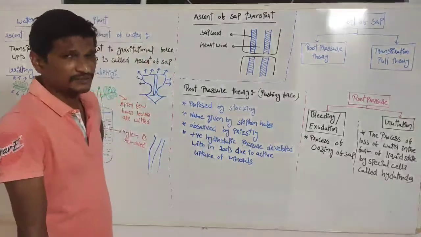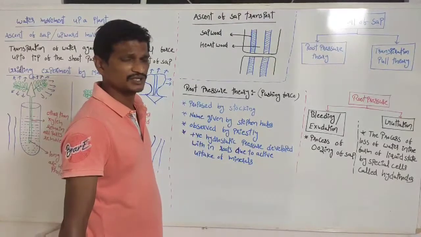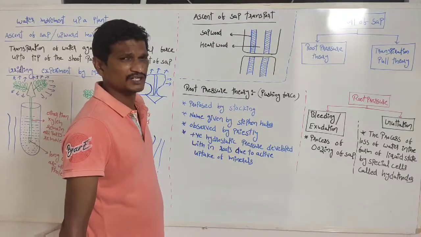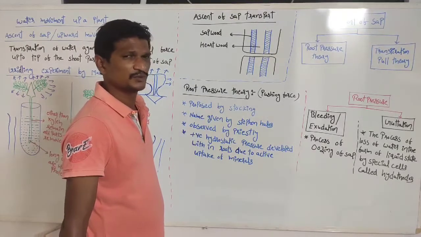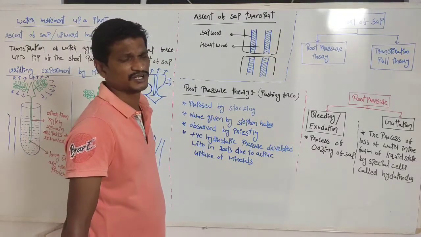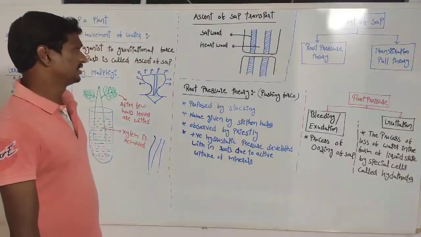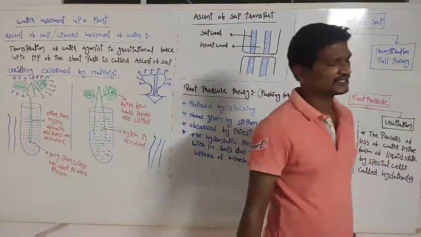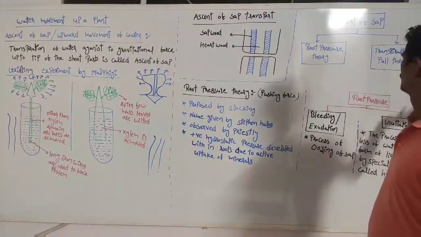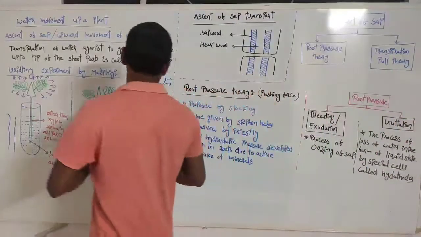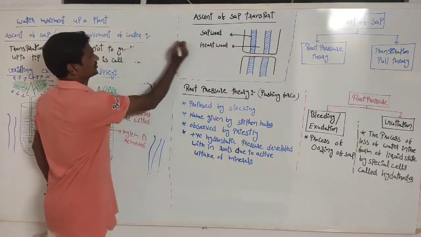So ascent of sap in that case means that, against gravity, the water molecules are transported. In secondary growth plants, mostly the transportation of water is done by the sapwood only. Coming to the ascent of sap, it can be divided into two parts: one is root pressure, the other is transpiration pull. See, this is the plant. Let me draw another one.